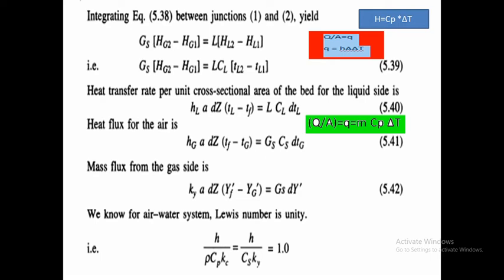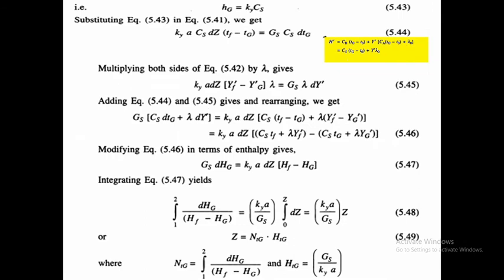We know for the air water system, the Lewis number is unity. So what is the Lewis number? H by rho Cp Kc, where H by rho Cp is nothing but Cs, so Cs into Ky. So here rho Cp Kc is nothing but Cs into Ky. Finally, the Lewis number H by (Cs into Ky) is equal to 1. This is only for the air water system, where Hg is equal to Ky into Cs. So this is equation number 5.43.